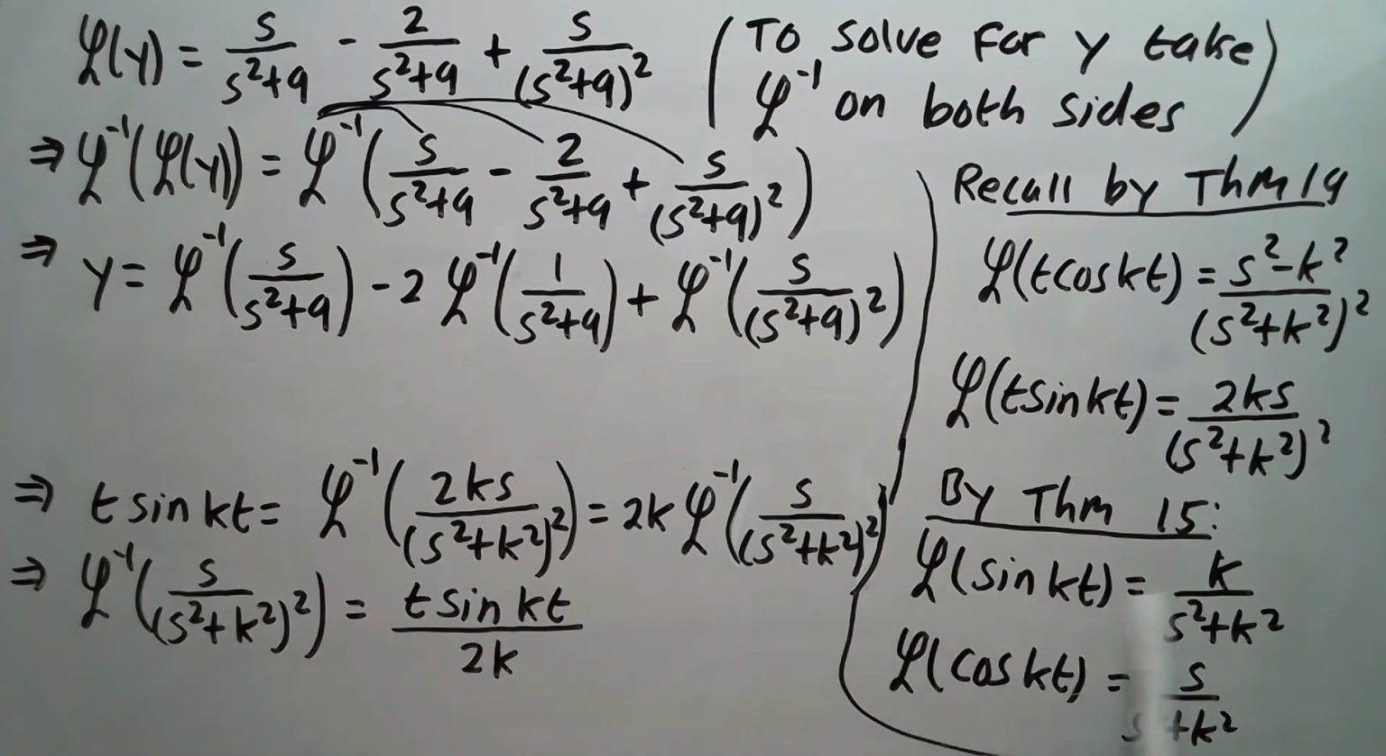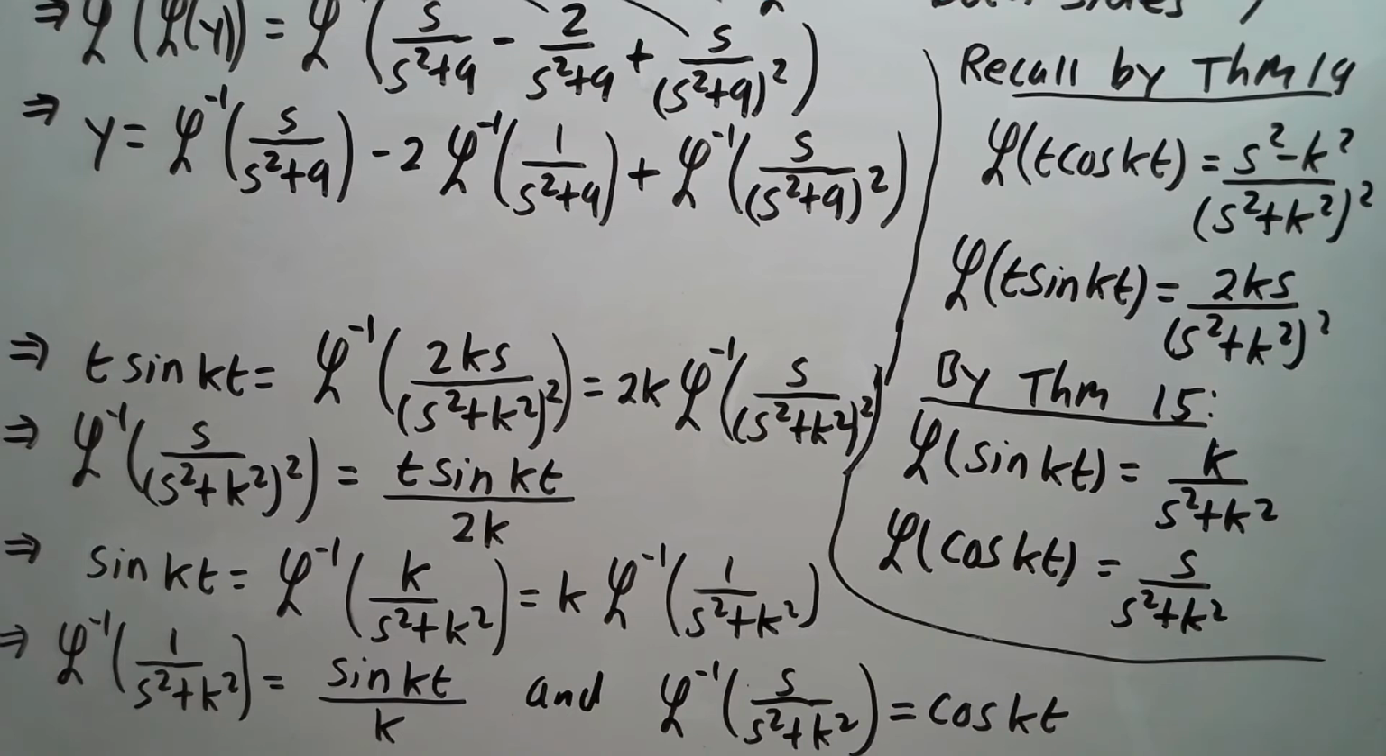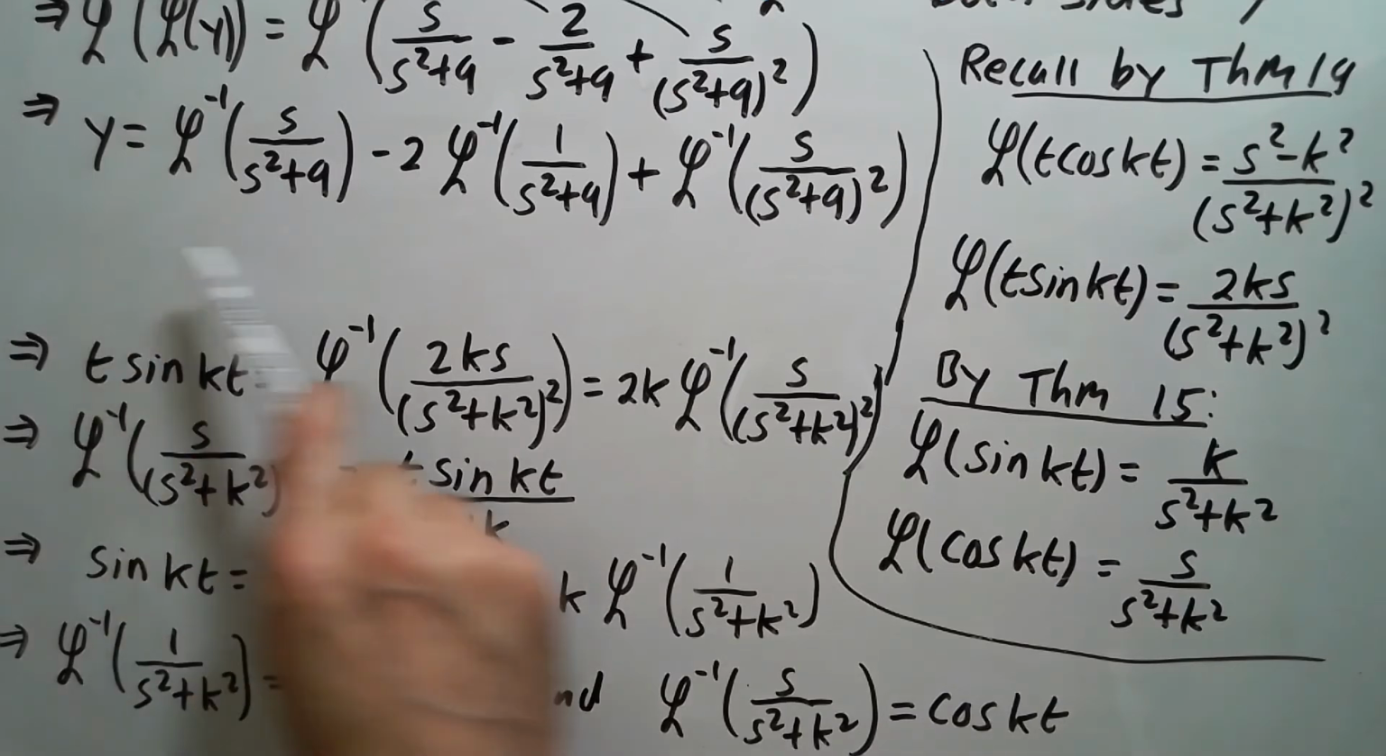We're going to be using that on this one here because that looks like this one. And we can get Laplace inverse formulas from this one also. Let me write them down here. Looking at this one also, we can take Laplace inverse on both sides. We'll have sine kt equals Laplace inverse of k over s squared plus k squared. I can pull that k out here and divide both sides by k. So we'll have Laplace inverse of 1 over s squared plus k squared equals sine kt over k. And then we can take Laplace inverse on both sides here. So we have Laplace inverse from this one: Laplace inverse of s over s squared plus k squared is cosine kt.